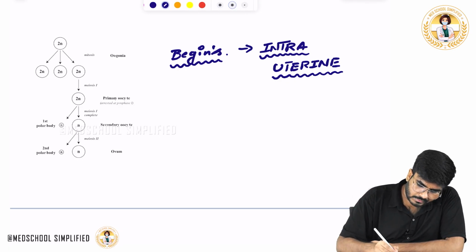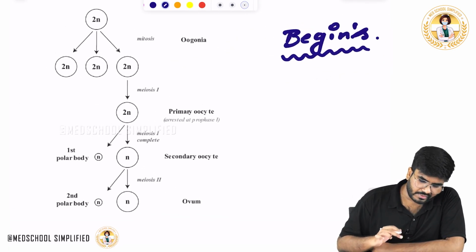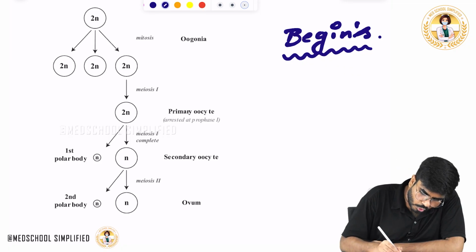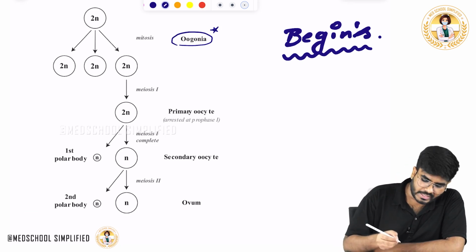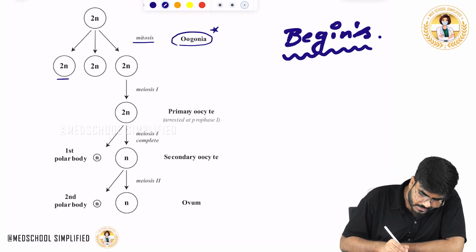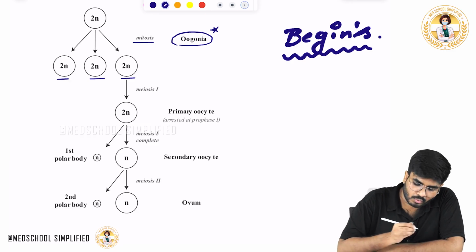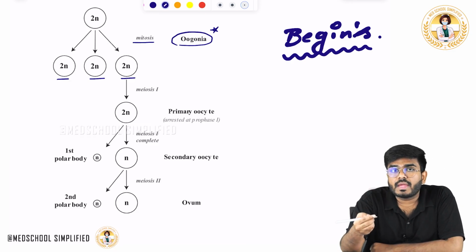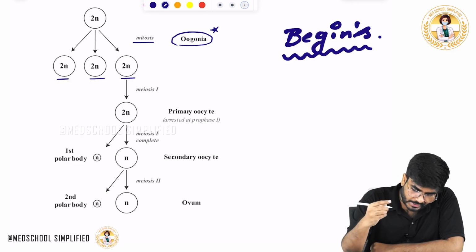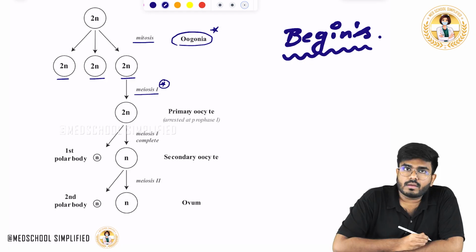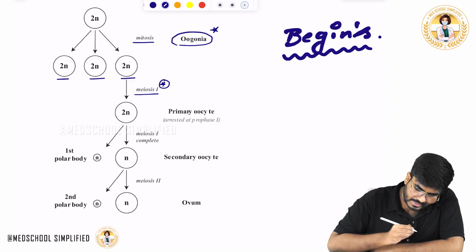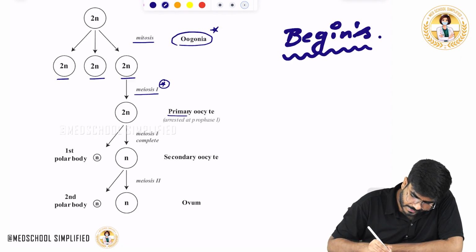Okay. Now, let's see what are the important points which I want you to know. See, here are oogonia. Just like spermatogonia, there are oogonia. These oogonia are continuously undergoing mitosis and maintaining their population. See, 2n, 2n, 2n. Now these oogonia, just like spermatogonia, enter into meiosis 1. Once they enter into meiosis 1, they become primary oocytes.